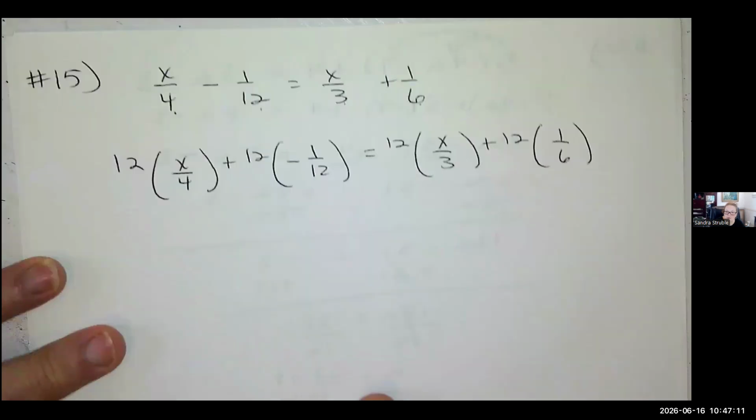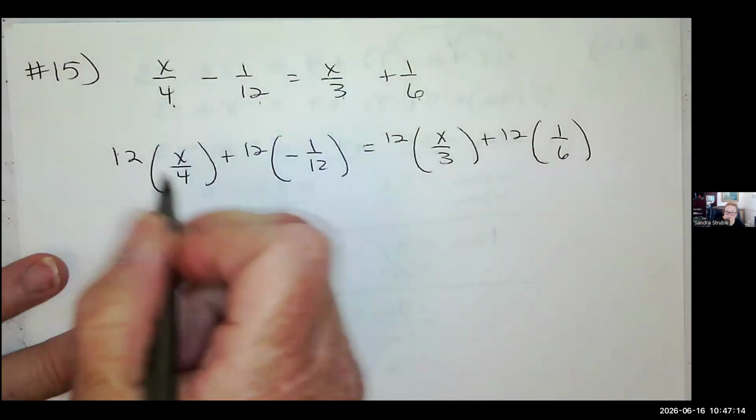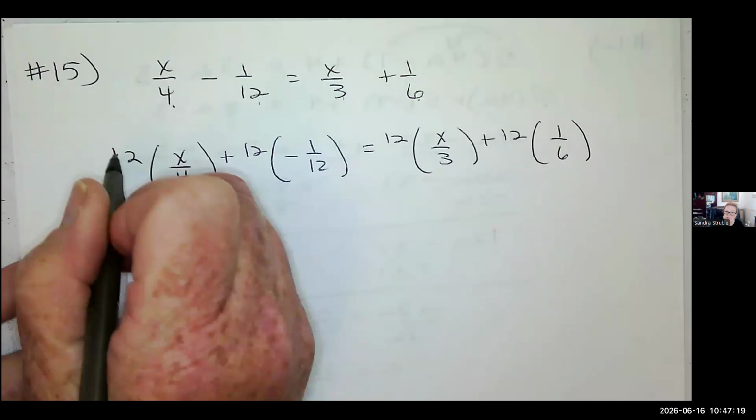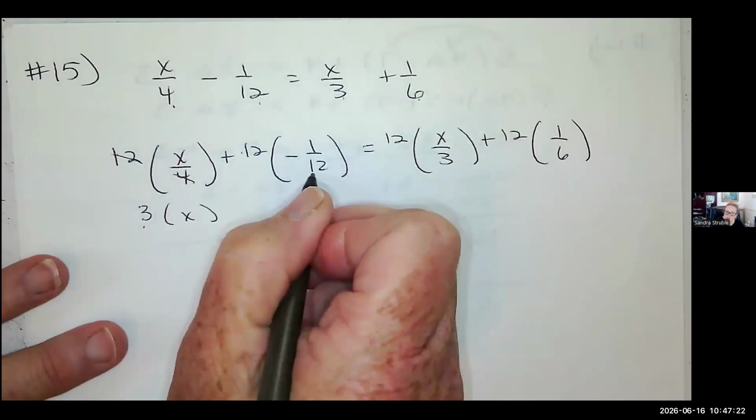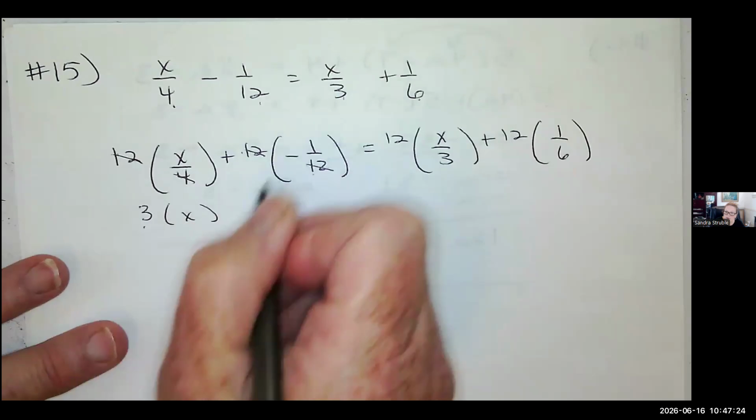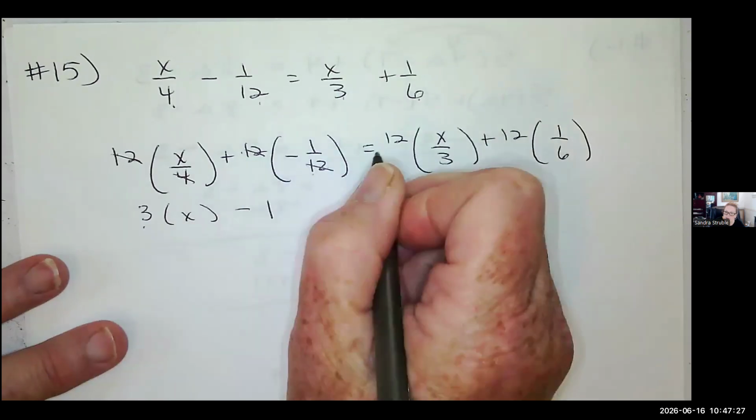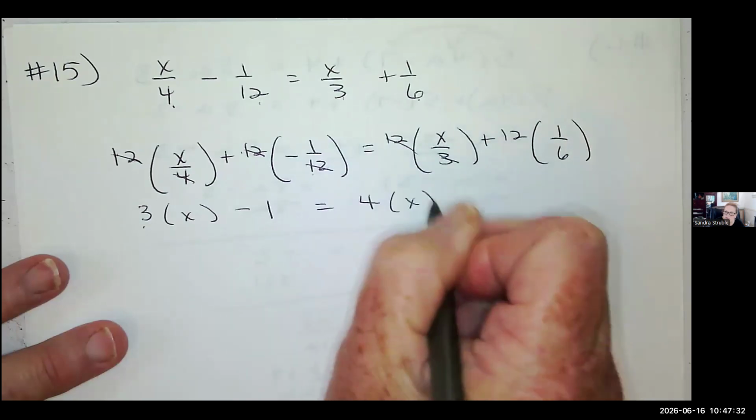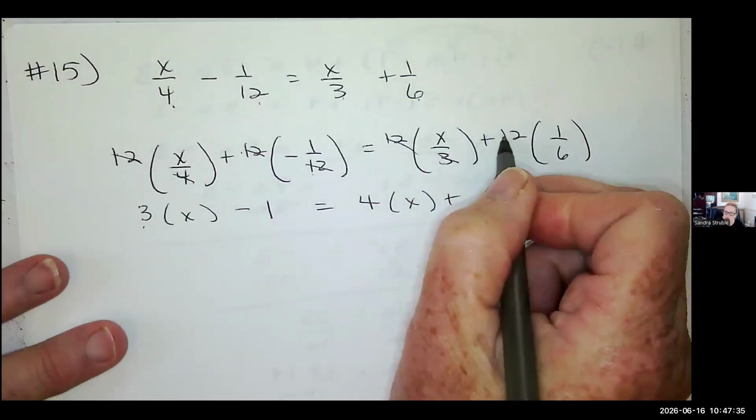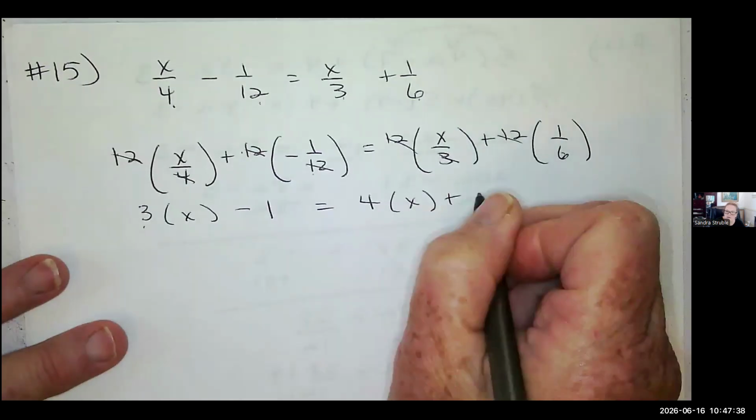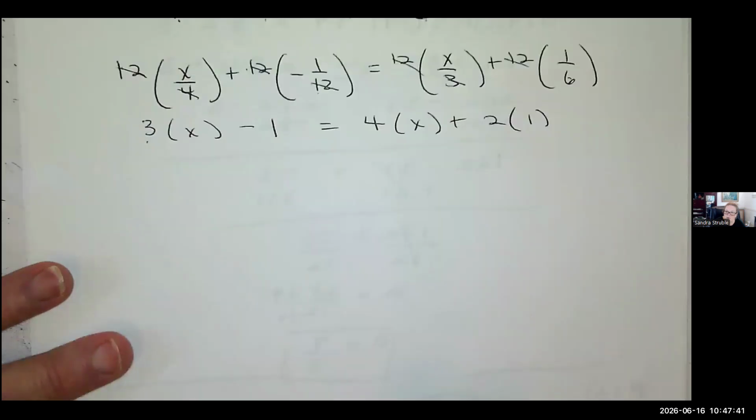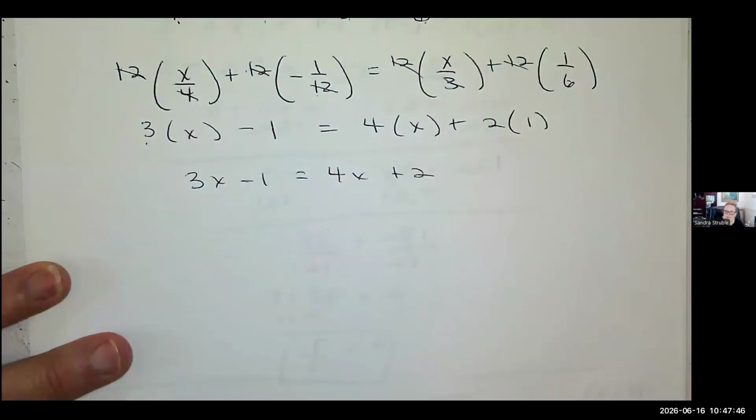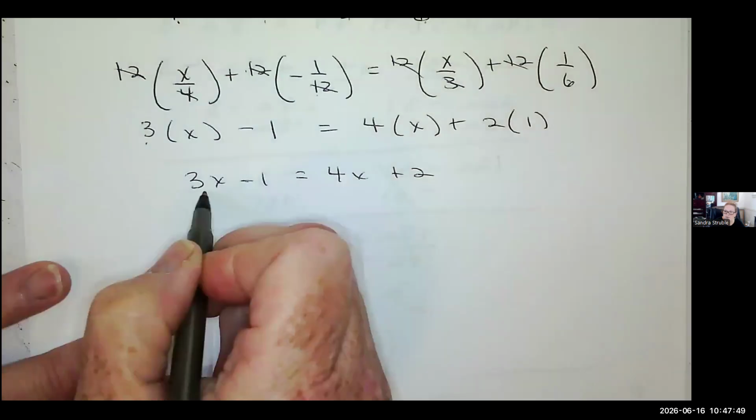Now we just divide. 12 divided by 4 is 3. Bring down the x. 4 is gone. This reduced to 3. 12 divided by 12 is 1. So this is just minus 1. Equals 12 divided by 3 is 4 times x plus 12 divided by 6 is 2 times 1. All right, so 3x minus 1 is 4x plus 2. 3 times x is 3x minus 1. 4 times x is 4x. 2 times 1 is 2.